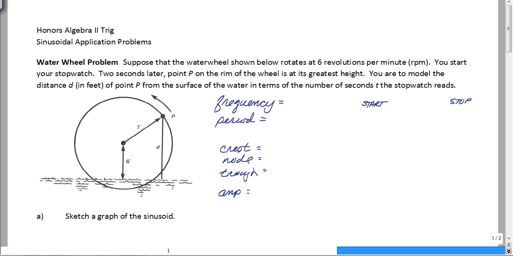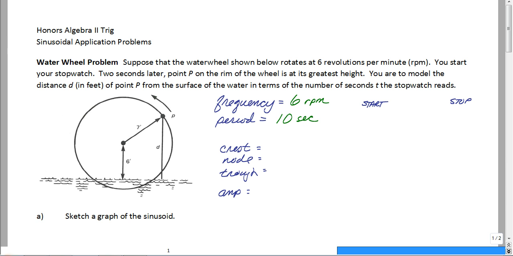So, we're going to suppose that the water wheel shown rotates at 6 revolutions per minute. You just found your frequency. So you got 6 RPMs, which means in a minute we know there are 60 seconds. And if we have 60 seconds for it to rotate 6 times, one rotation will only take you 10 seconds, which is your period. Your period is the length it takes for one rotation.